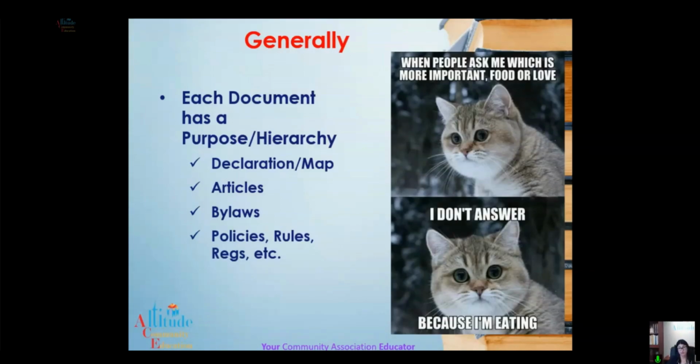And I am rushing through it because obviously the point of this class isn't necessarily this. And then at the bottom, we got our policies, rules, regulations, guidelines, whatever you want to call them. They're all basically on the same level as each other. And they're at the bottom, which means if there's any contradictions between these documents and either bylaws, articles, declaration, or map, then the rules, policies, etc., are not going to be enforceable. They're not going to be lawful. Okay.